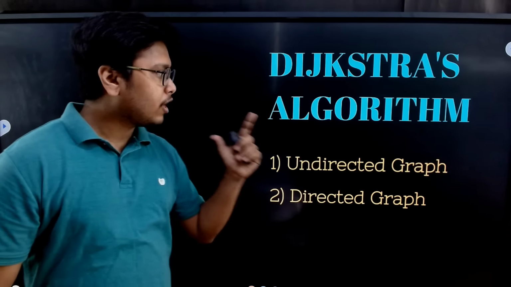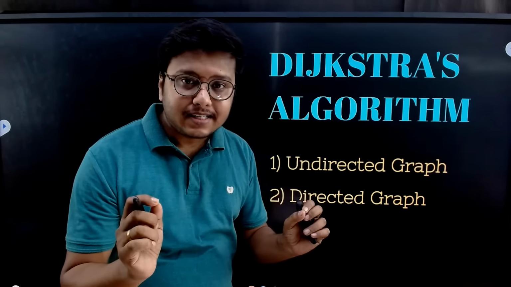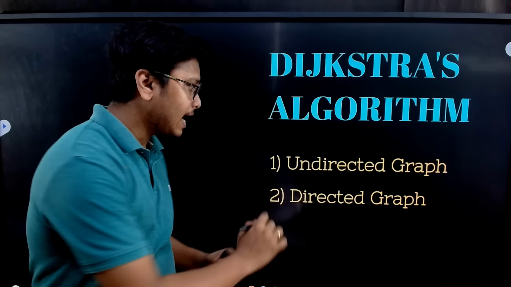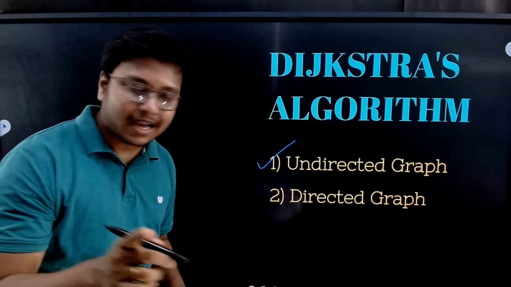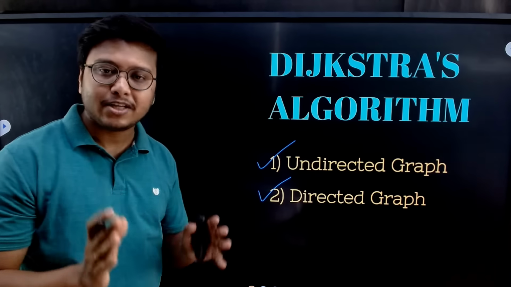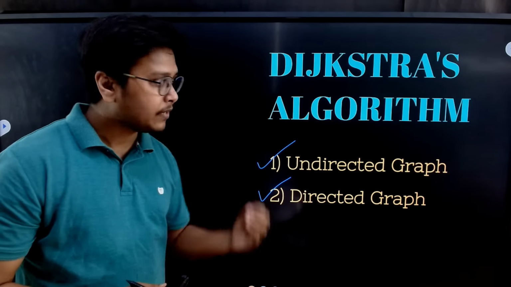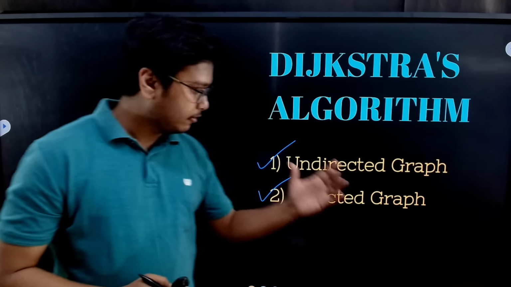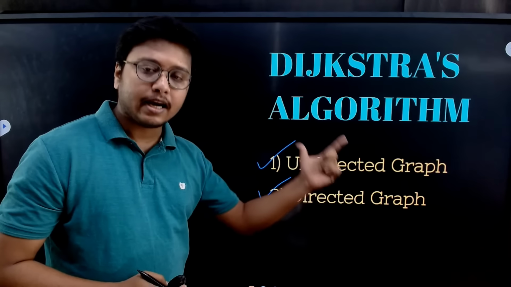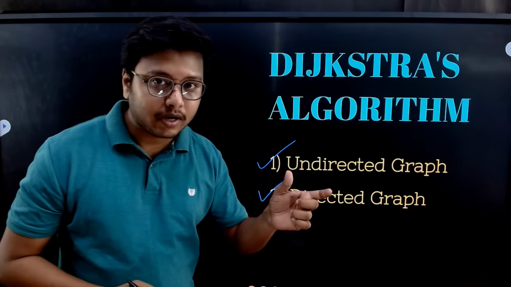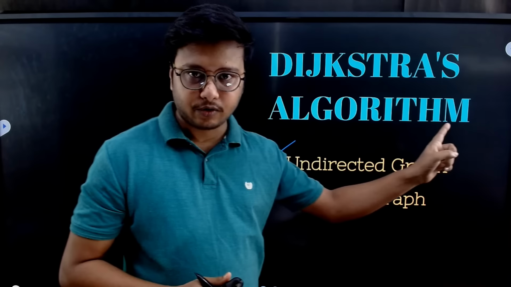So in this video, we are going to find out the shortest distance between a pair of given vertices in an undirected graph as well as in a directed graph. That means graphs without direction and graphs with directions. Okay, so let's quickly get started with the very first case where, given an undirected graph, we are going to find out the shortest distance between a pair of vertices using Dijkstra's algorithm.